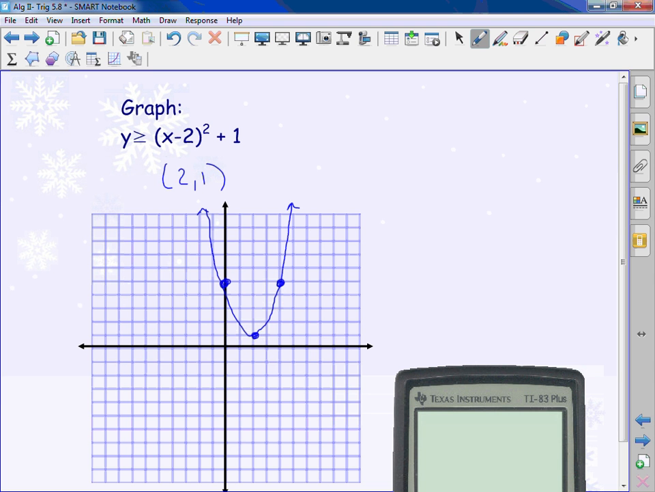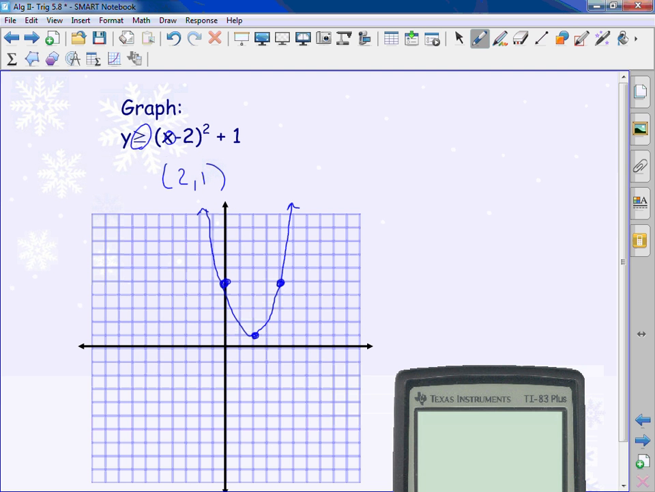How did I get that 5? I picked x as 0. 0 minus 2 is -2. -2 squared is 4. 4 plus 1 is 5. Yeah, I could put any number in, except you wouldn't put in 2, because that would give you 1 again.